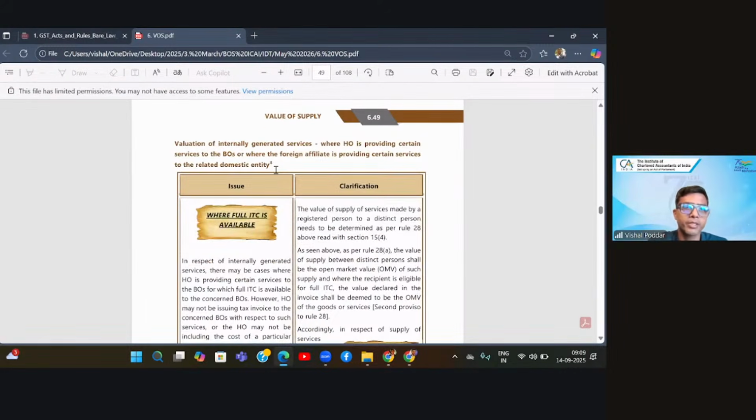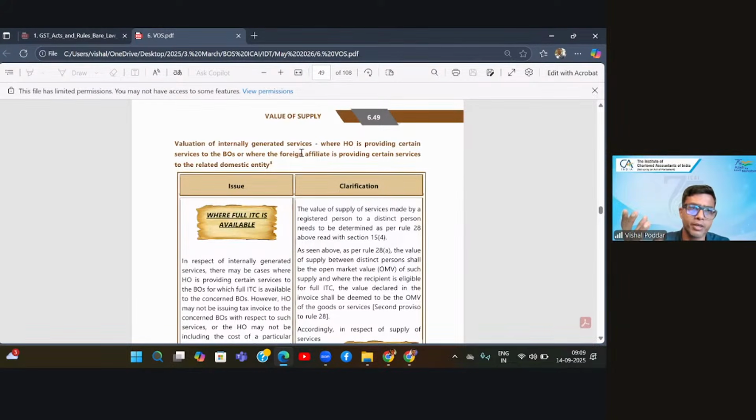And now, as I said, because of a lot of confusion, they have come up with a circular, and the circular says the same thing we just discussed, that whatever the head office is doing for the branches, they are now calling it internally generated service. So what is this internally generated service? As I just explained, the head office is managing the branch. So this is internally generated service.